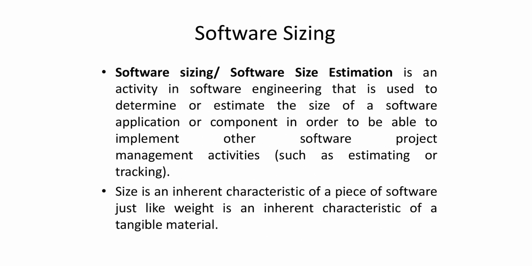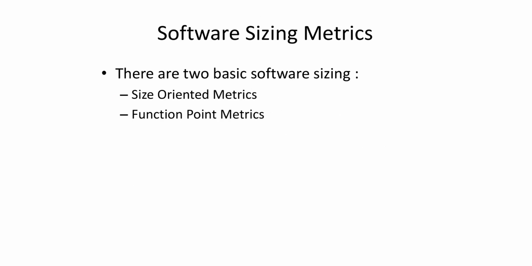Depending on this, software sizing metrics can be divided into two basic categories. One is called size oriented metrics. One is called function point metrics. We will go one by one in both these cases. We will first see what size oriented metrics are and what their drawbacks are, and that leads to the development of function point metrics.